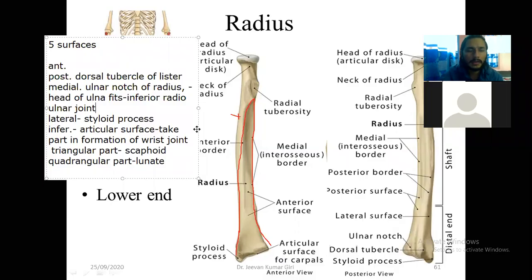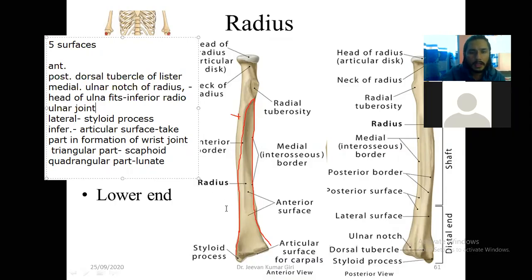In the lateral, the lateral surface extends downward as a styloid process. Okay. Next, the posterior surface, you will find the grooves and the tubercle. The most prominent tubercle is the dorsal tubercle of Lister. And along these grooves, the extensor tendons will pass. Just remember this thing.